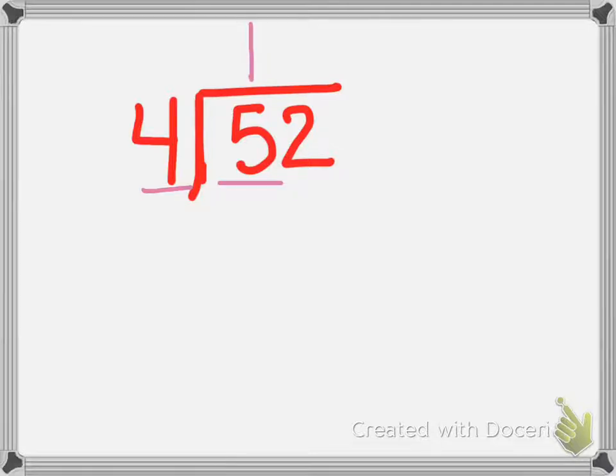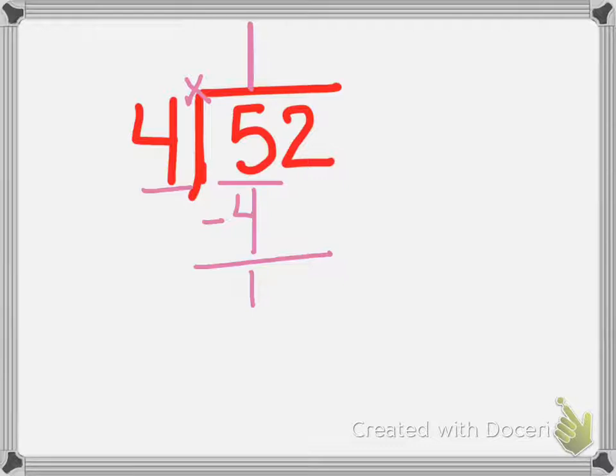So Dad divided 5 by 4 and he got 1. Now Mom is going to multiply what Dad wrote down. Dad wrote down 1, so Mom's going to multiply 1 times 4. 1 times 4 is 4. She's going to write it in the tens place because she's only working with the tens right now. Sister says she can subtract. 5 minus 4 is 1.